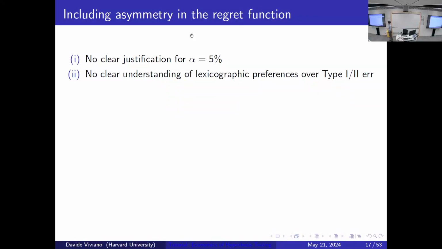Okay, so far we don't have any compelling justification for alpha 5% or alpha 2.5%, and there's no clear understanding of our lexicographic preference that we may have in practice about type 1 and type 2 errors. So in 2012, Tetenov, with this Journal of Econometrics paper, came up and said, well, maybe the way we can justify this asymmetry is by including asymmetry in our min-max regret. So maybe our loss function is going to be asymmetric in the regret criterion itself. And so this is his conclusion.